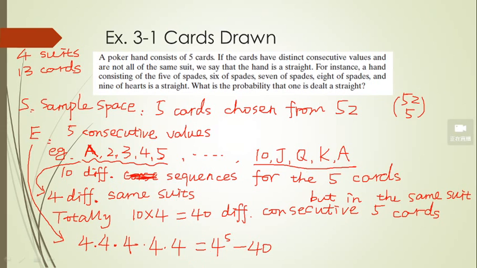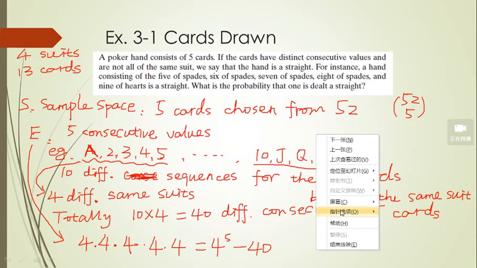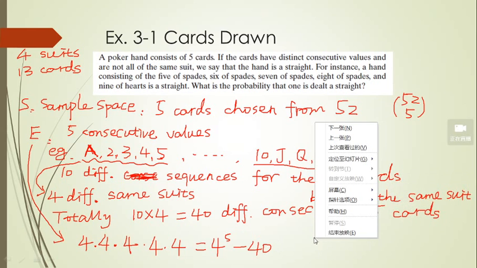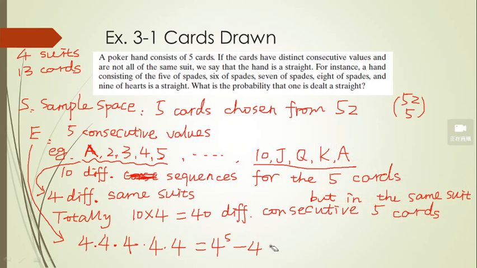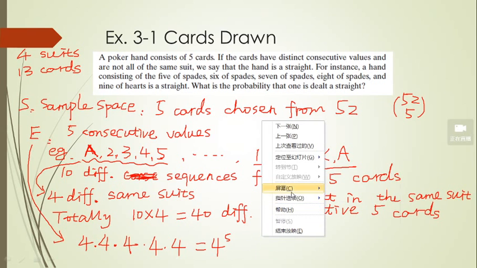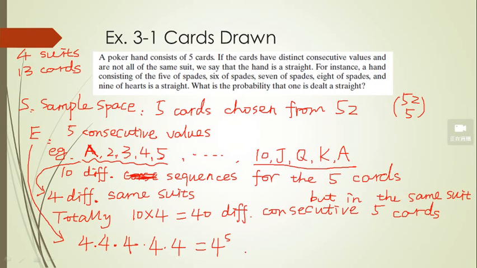And this works for all the sequences. Let me, it's not right. It's not equal minus 40 here. So here is when you decided the first number. When you decided the first number is the ace, then you can have 4 to the 5. When you decided the first number is 2, then you can also have 4 to the 5 different combinations. 2, 3, 4, 5, 6.